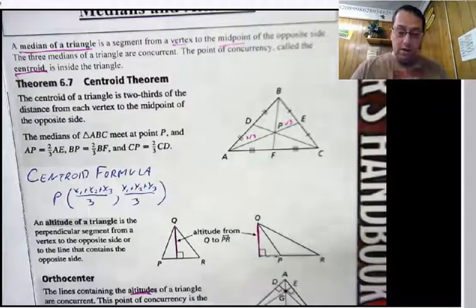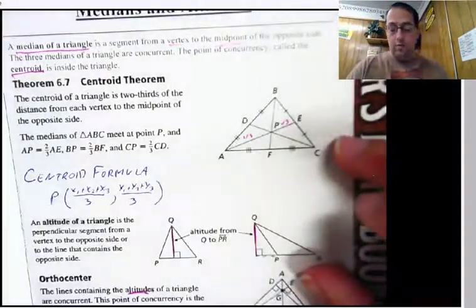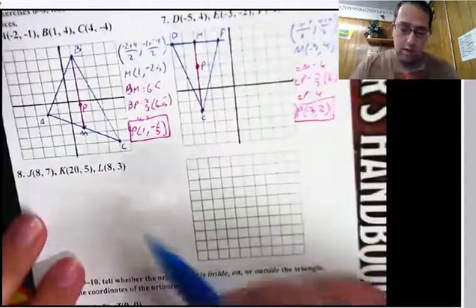Notice this is very similar to the midpoint formula. That's all it is. You take your x's, you average them together. You take your y's, you average them together. Just like you did with the midpoint formula, only you have a third point. All right? So let's take a look at this just so you see this.